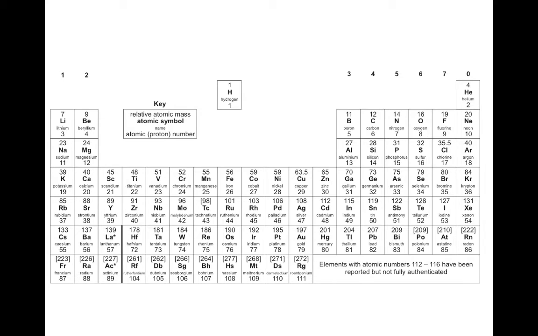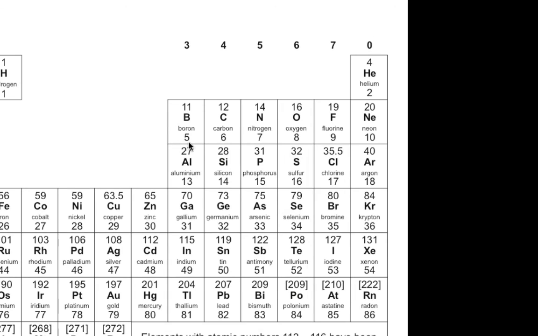So when we looked at the periodic table, we said that the elements are gathered in order of their atomic number, which is the number of protons. So this number here tells us how many protons an atom contains. So for example, boron would contain 5 protons, carbon would contain 6 protons, thallium would contain 81 protons.